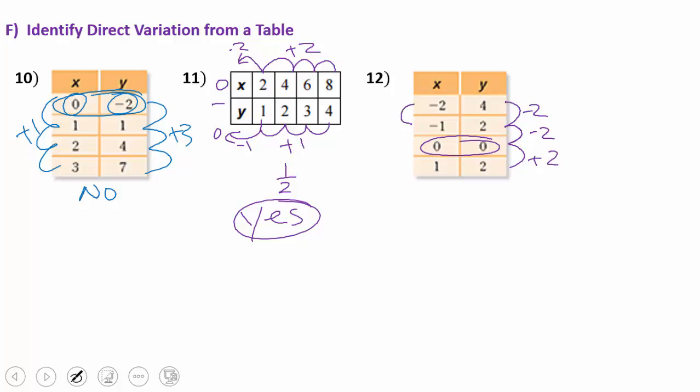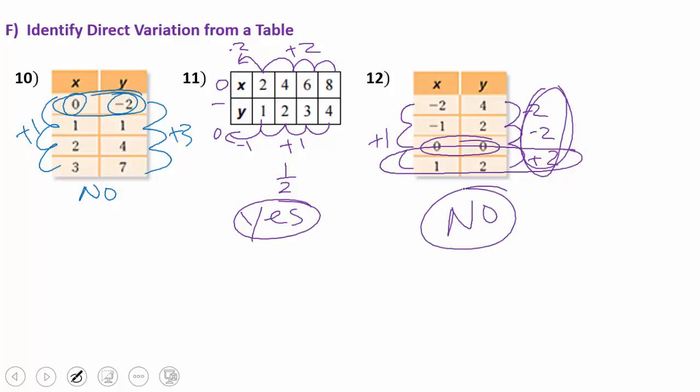X goes up by 1, up by 1, up by 1. So this would be no, because we don't have a constant of proportionality. Going down, going down, going up. So this one is no. You got to be careful. You got to make sure you look at all of them. It didn't always go down by 2, so it does not have a constant of proportionality, even though it does pass through the origin.